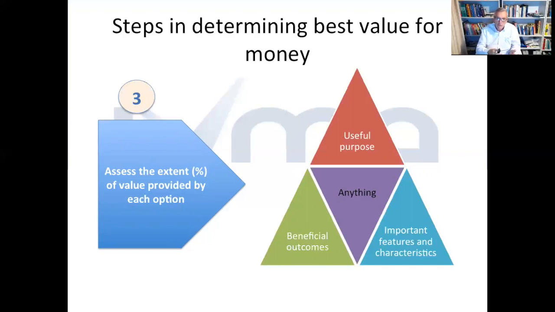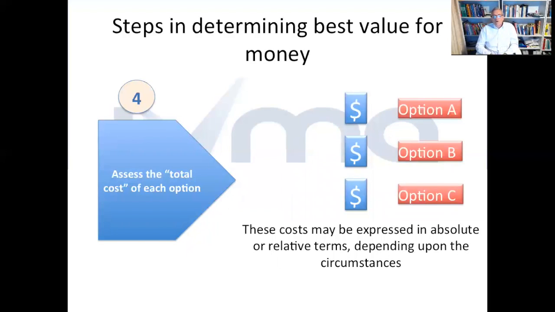The cafe for me provided exactly what I wanted, 100% of what I wanted, for 50% of the cost of the hotel. Clearly, it was a much better value for money choice. So whatever we're looking at, we assess the extent, in percentage terms usually, of the value provided by each of the options. We determine the best value for money by making these comparisons. These costs may be expressed in absolute or relative terms, depending on the actual circumstances.